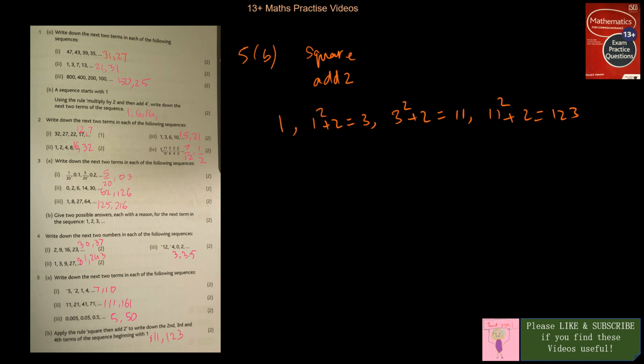Then the next one, apply a rule: square, then add 2. So first square the number and then add 2. So we get 1 squared, then 1 squared plus 2 is 3, 3 squared plus 2 is 9 plus 2, 11. 11 squared plus 2 is 121 plus 2, 123.